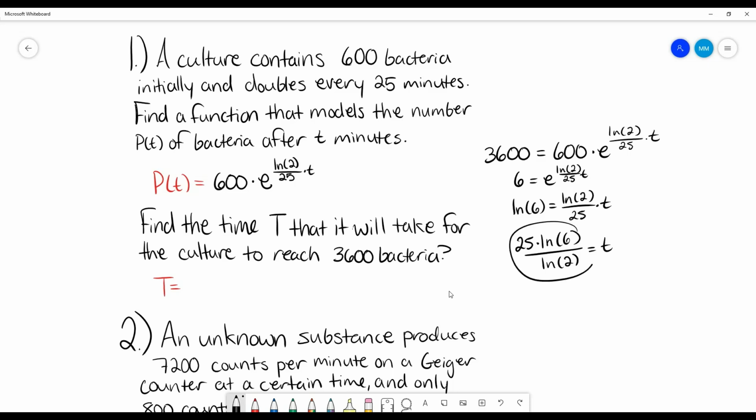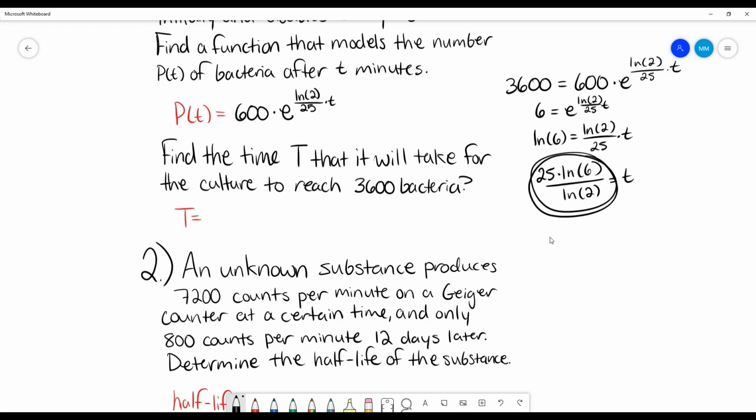So our answer is whatever this is. I think for the homework you have to write that out in decimal form just because of the formatting. I will go ahead and plug that into a calculator just so we can see what that looks like. So that looks like about 64-ish minutes is the answer. Okay.